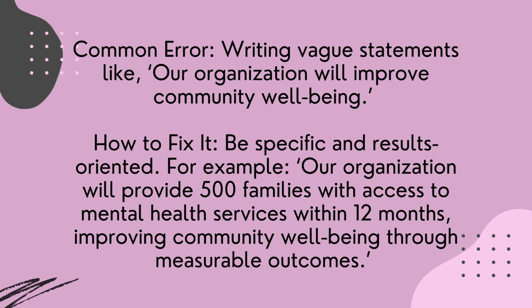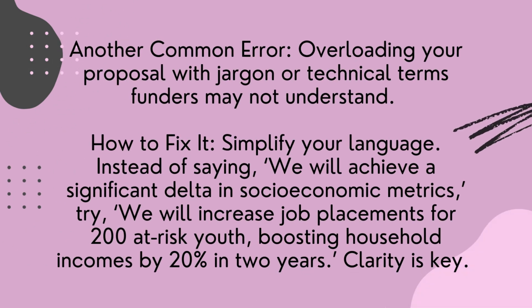Common error: overloading your proposal with jargon or technical terms funders may not understand. How to fix it: simplify your language. Instead of saying, "We will achieve a significant delta in socioeconomic metrics," try, "We will increase job placements for 200 at-risk youth, boosting household incomes by 20% in 2 years." Clarity is key.